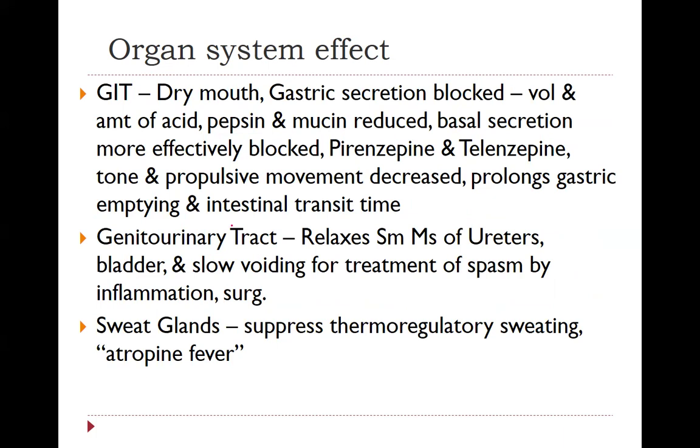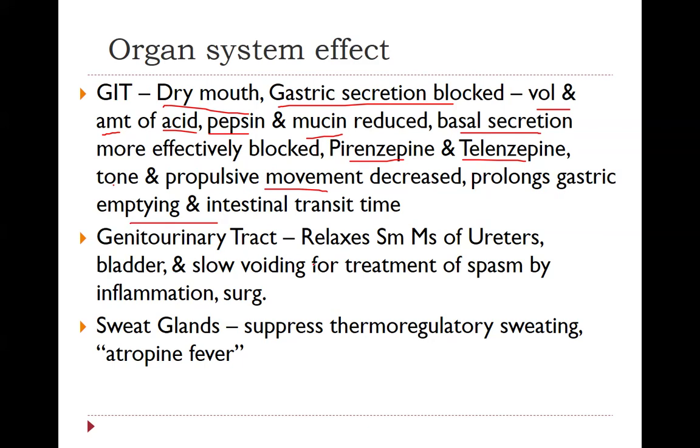In the GIT, it causes decrease in secretion. It decreases the secretion of the exocrine gland, leading to dry mouth and decrease in gastric acid secretion. Now, this decrease in gastric acid secretion is in both the volume and the amount of acid, pepsin, and mucin. The basal secretion is also decreased, but this is more effective with pirenzepine and telenzepine. The tone and propulsive movement also tend to decrease, so this causes a prolonged gastric emptying and intestinal transit time.